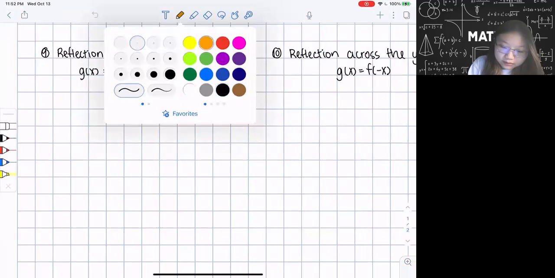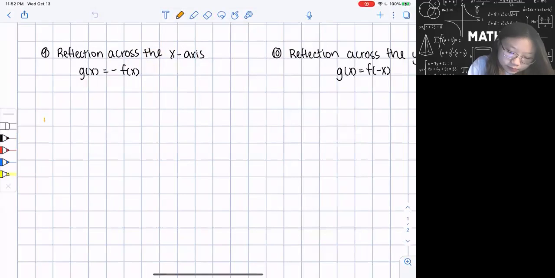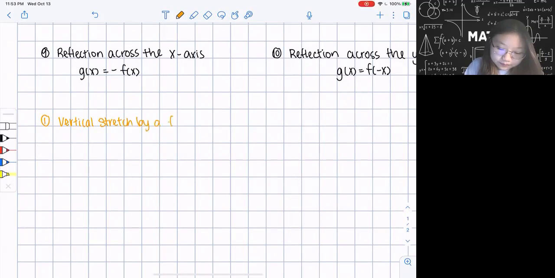For example, I'm gonna give my first example here, and I'm gonna do it in an orange color. My first example is that first, I'm gonna do a vertical stretch by a factor of 2. What I'm writing here is gonna be in order. In transformations, order is pretty important. So I'm first gonna do a vertical stretch.